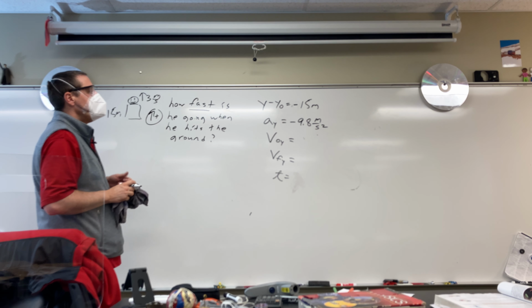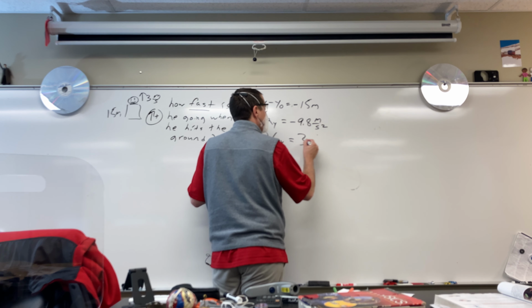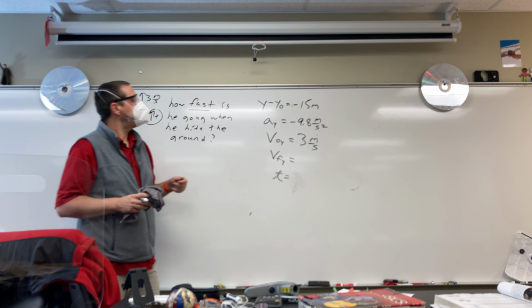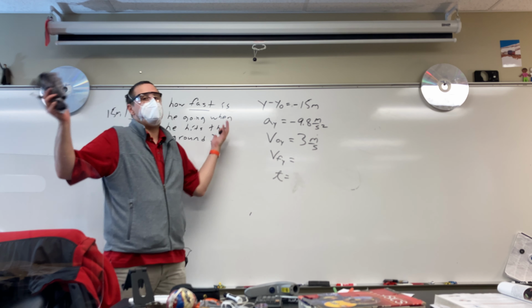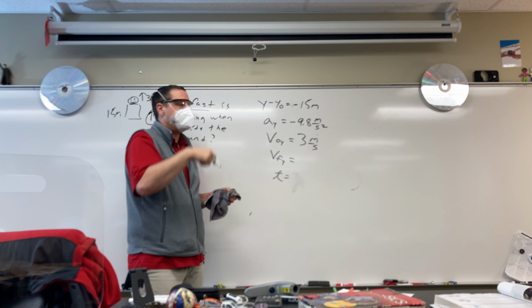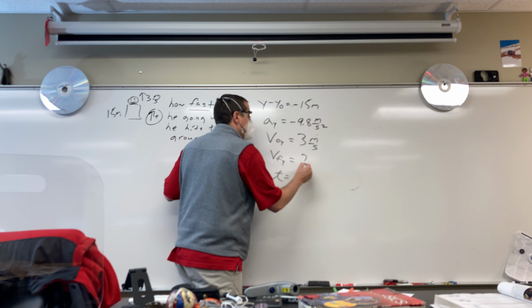Initial velocity in the y, I said he was launched upward at 3 meters per second, so this is positive 3. If he had been thrown downward, we would have put a negative on there. If he was dropped, we would have put a 0 in for that. And that's it. Those are the only types of problems I can give you off a cliff. Either he's dropped, thrown upward, or thrown downward. That's it. Okay? And then v final y, that's what we're trying to find.